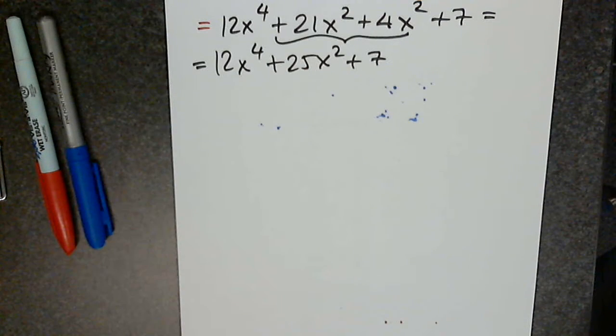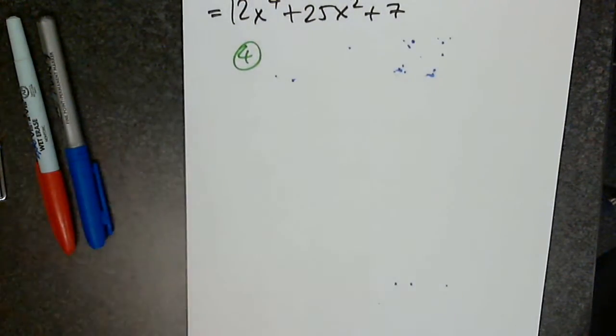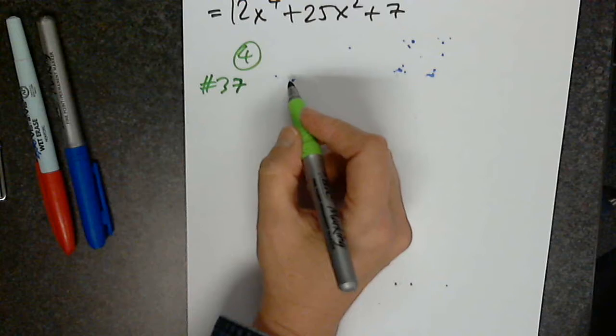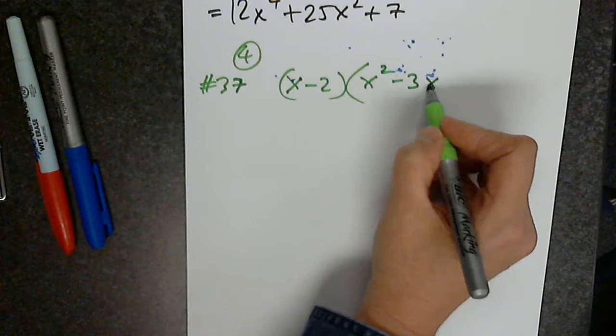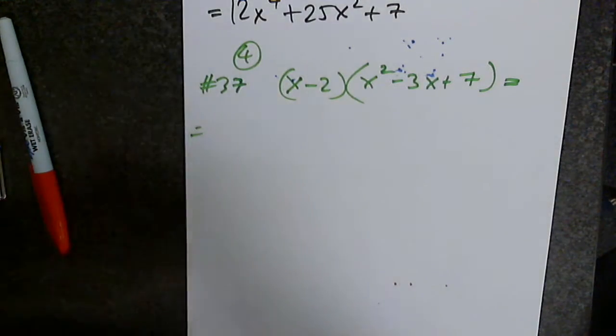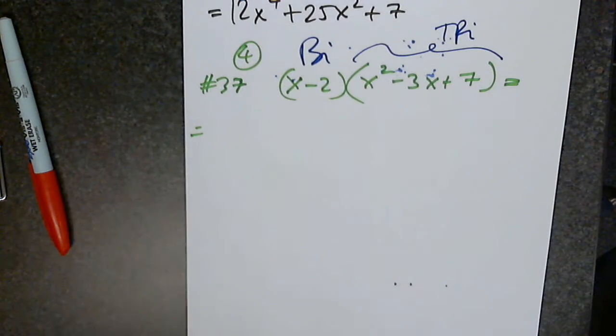Can we move on now from binomial times binomial? Are we okay with that? Okay, problem 37, which is x minus 2 multiplied by x squared minus 3x plus 7. What are we multiplying now? A binomial times a trinomial.